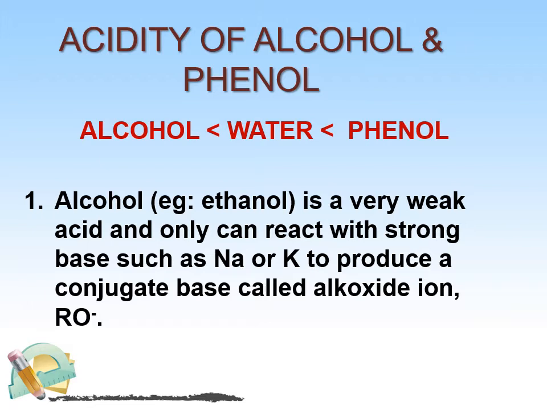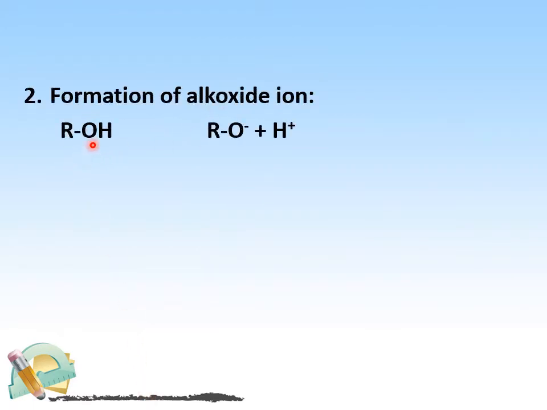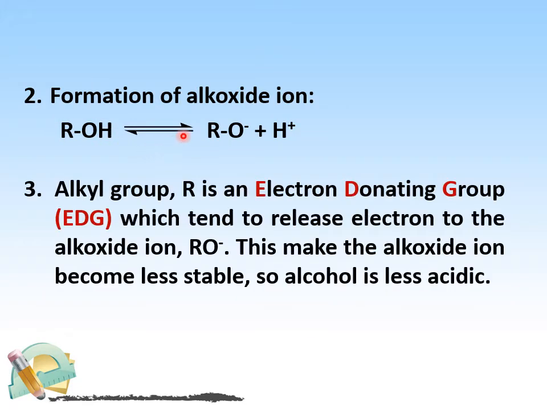Alcohol, for example, ethanol, is a very weak acid and only can react with strong base, such as sodium or potassium, like the first reaction that we have learned from the previous lesson 74. Shown to you here is the formation of alkoxide ion. Alcohol will ionize to form H+, and RO minus. R here is a methyl group, alkyl group.